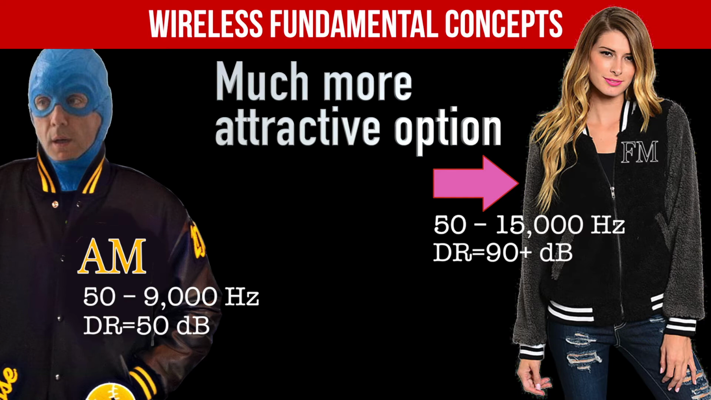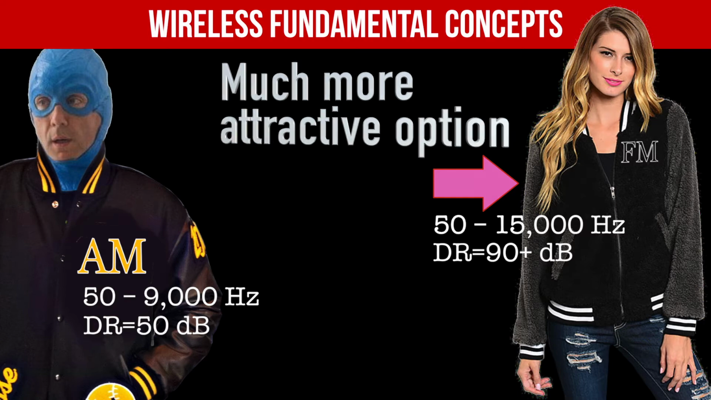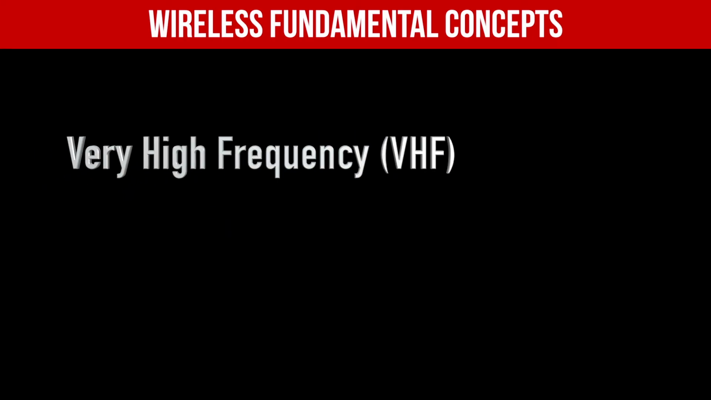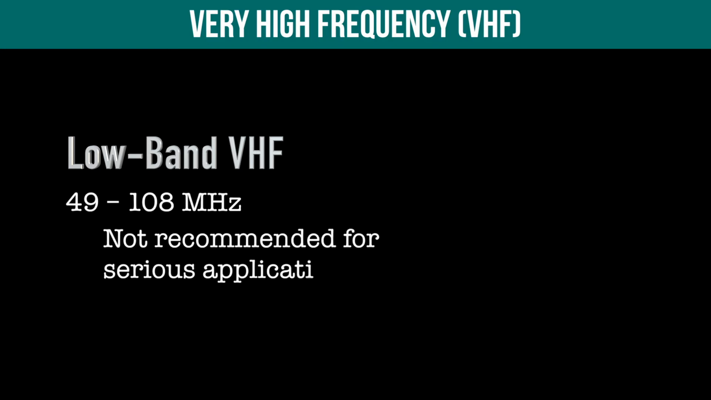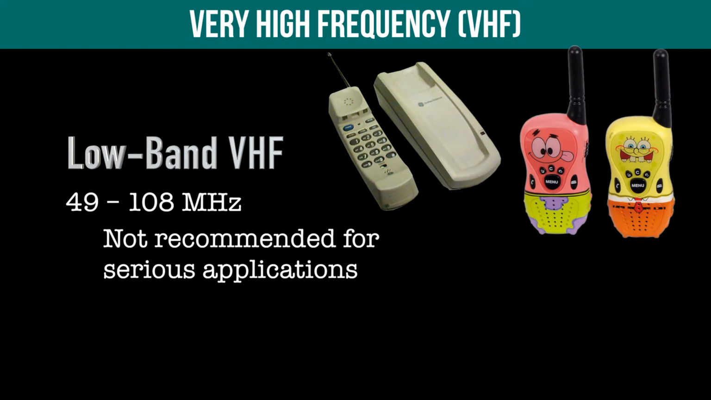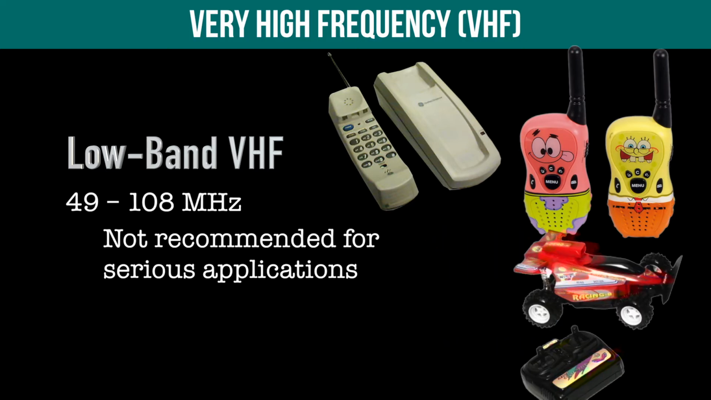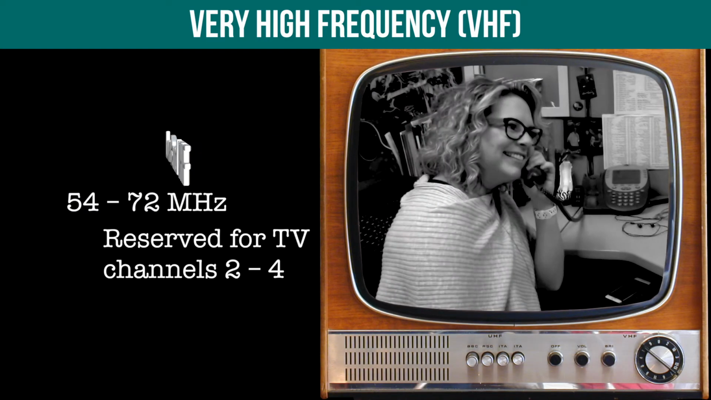There are two primary bands that contain the accessible transmission and reception frequencies: the very high frequency VHF range and the ultra high frequency UHF range. Low-band VHF is between 49 and 108 MHz. This band is not recommended for serious audio applications and is shared by cordless phones, walkie-talkies, and radio-controlled toys. The band between 54 and 72 MHz is reserved for television channels 2 through 4.